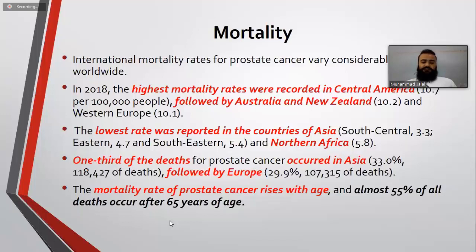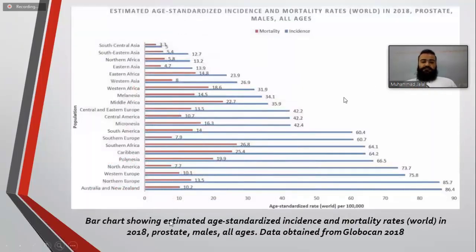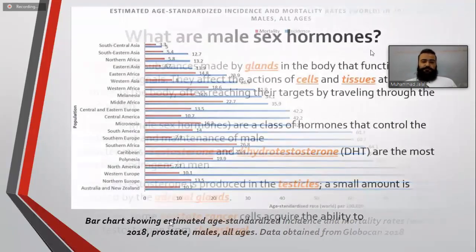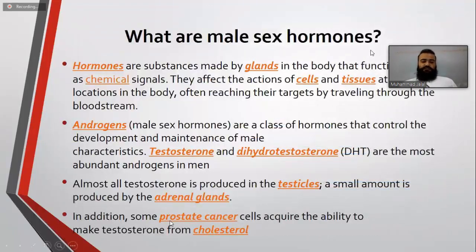One third of the deaths from prostate cancer occurred in Asia, 33%, followed by Europe, 29%. The mortality rate of prostate cancer rises with age, and almost 55% of all deaths occur after 65 years of age. These are the estimated age standardized incidence and mortality rates worldwide in 2018 of prostate cancer in males of all ages. Now we come to the topic of hormonal therapy.